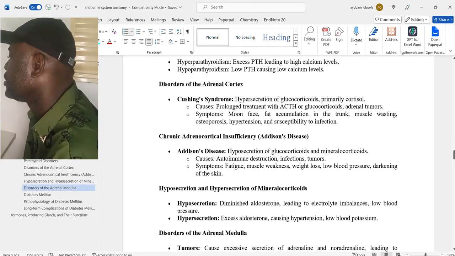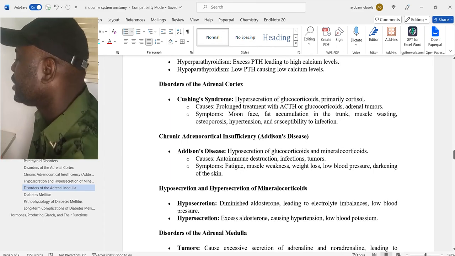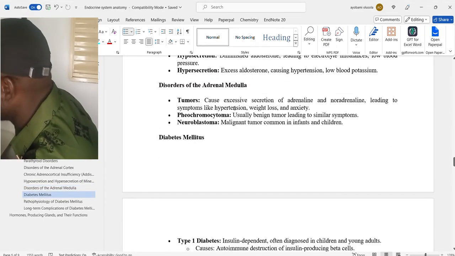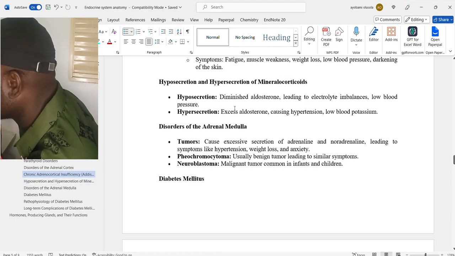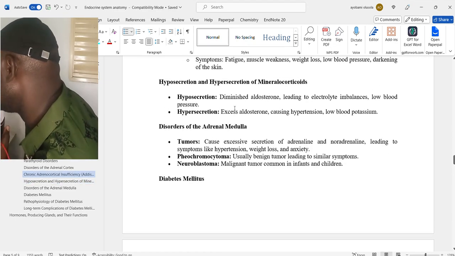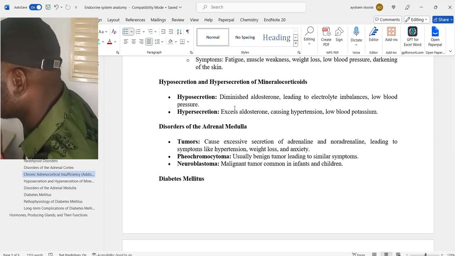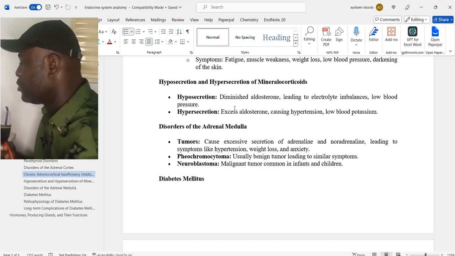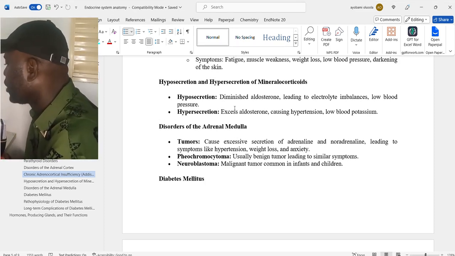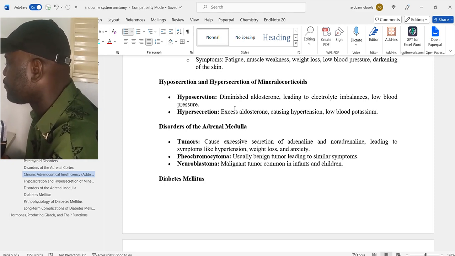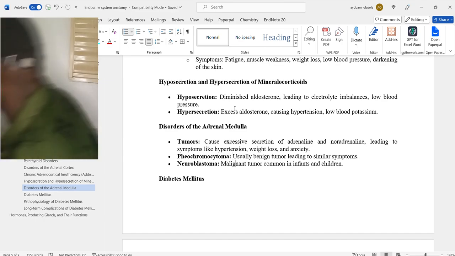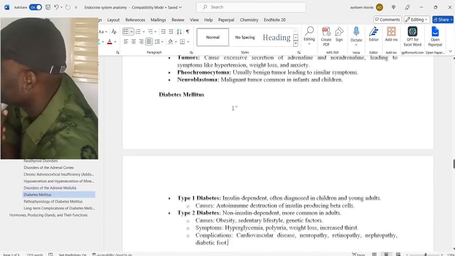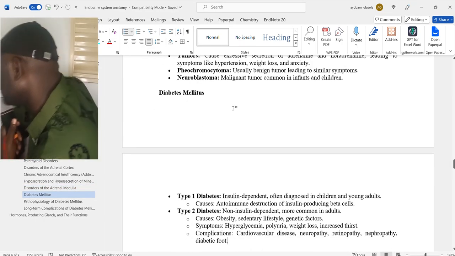So the mineralocorticoids, for example, aldosterone. When there's hyposecretion, when there's low aldosterone, this leads to electrolyte imbalances and low blood pressure. When there is excess aldosterone production, it leads to hypertension and low blood potassium. We have discussed the pancreas. We said it has alpha, beta, and delta cells. So let's see what happens when these hormones are not produced sufficiently.